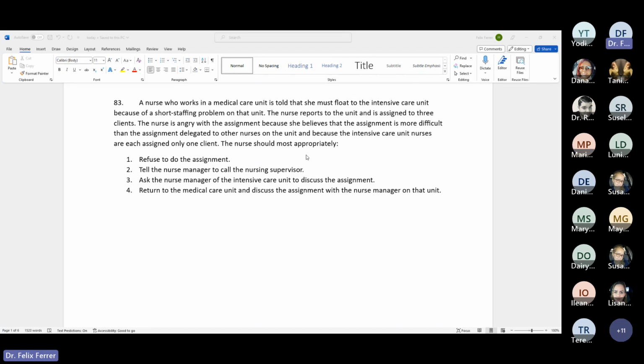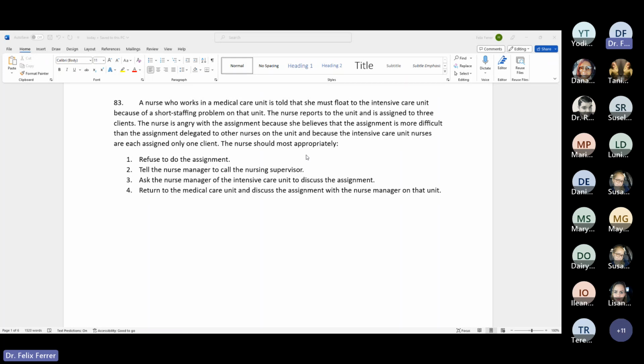When that happens, the most appropriate intervention is to go to the nursing manager of the unit and discuss the assignment. Before you report it to the nursing supervisor, before you report it to any other person, the first intervention is to look for the manager and say, you know what, I'm not feeling safe with this assignment. Can you change my skills? I'm not enough to manage this level of patient. And they will change it for you.